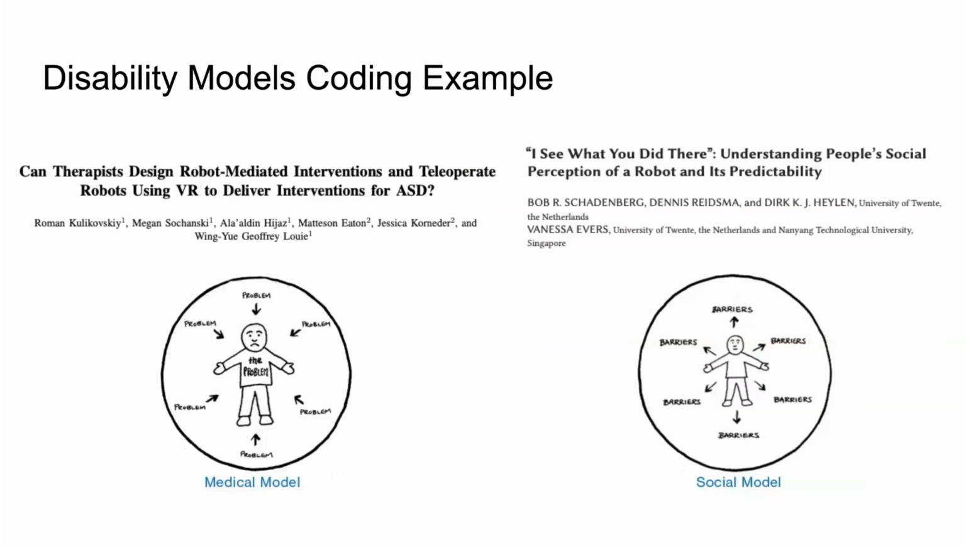So to give you an example of how we coded these models, we basically just filtered any papers that focused on a medical way of defining autism as medical model papers, and others were categorized under others, and that included papers such as this one focusing on understanding people's social perception of a robot, which would fall more under the social model.